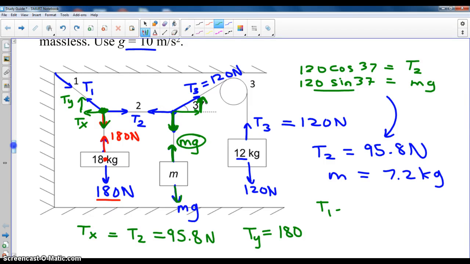So T1 we can find from the Pythagorean theorem. Right? It's going to be Tx squared plus Ty squared. And we replace Tx with the value that we have below that we just wrote down. Tx is 95.8. Ty is 180. When we calculate T1, we get 204.